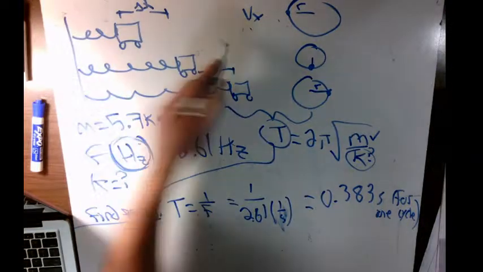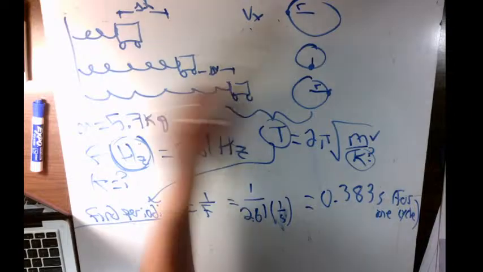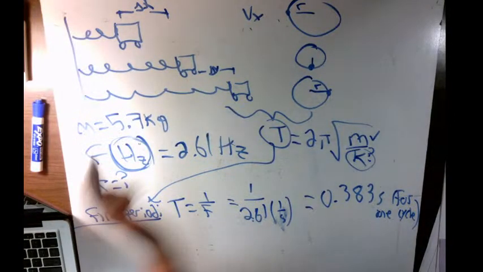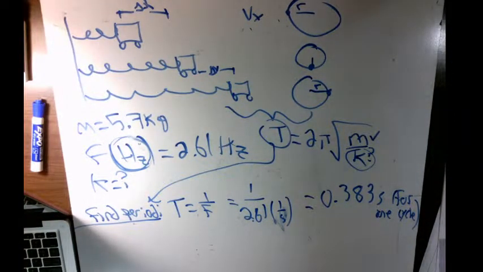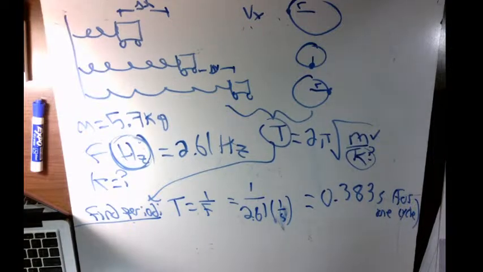So it's going pretty fast. It's doing almost 3 of those every second, 2.61 to be exact, because that's our period. So there's a close connection between period and frequency, and we need to really get that understanding really solid in our heads. So now we know our period.